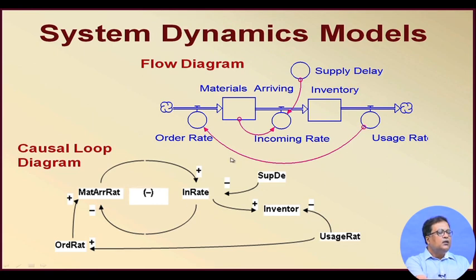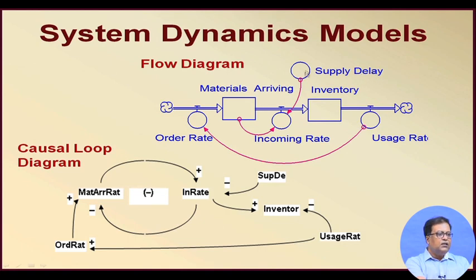You see there are two types of variables mainly in the main physical flow line. One type of variable which are called rates. So, we have the order rate, we have the incoming rate, and we have the usage rate. The other types of variables which are called accumulations, they are like materials arriving and inventory. So, these are called rate variables and these are called state variables, and they happen in a physical flow, right. A material is flowing. So, here we are ordering the material, here the material is in order form, here the material is actually coming after a delay time, and that delay is called a supply delay.